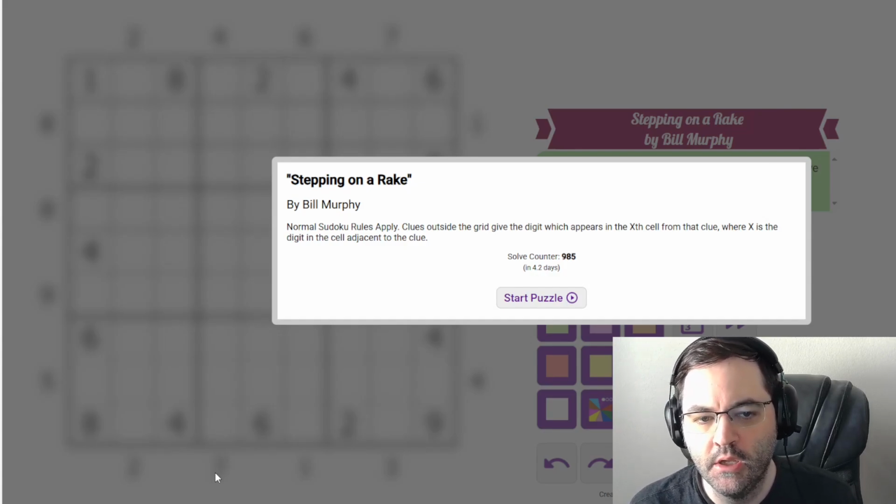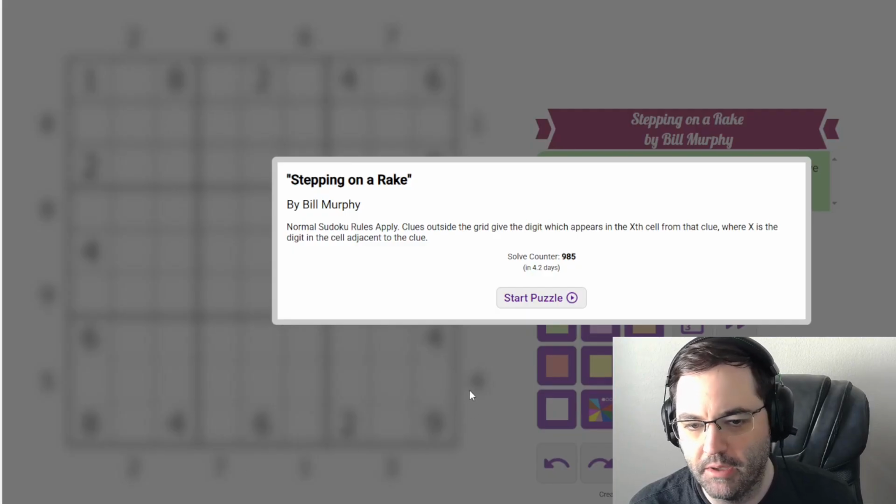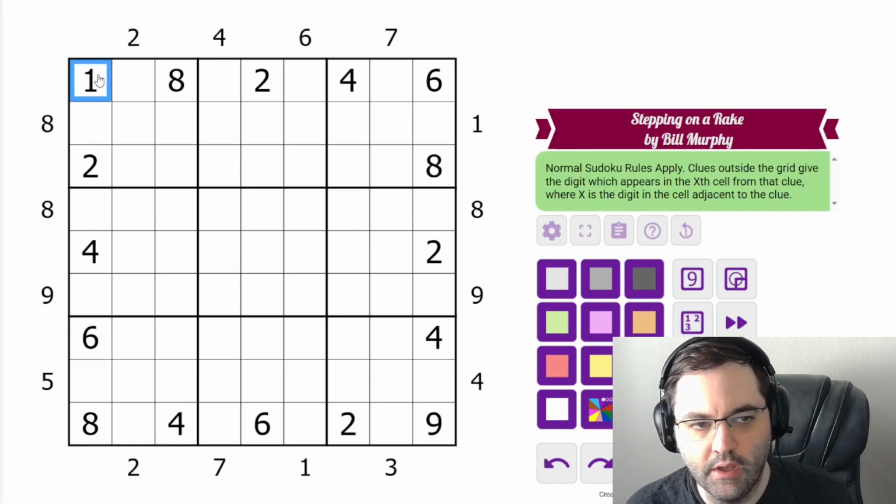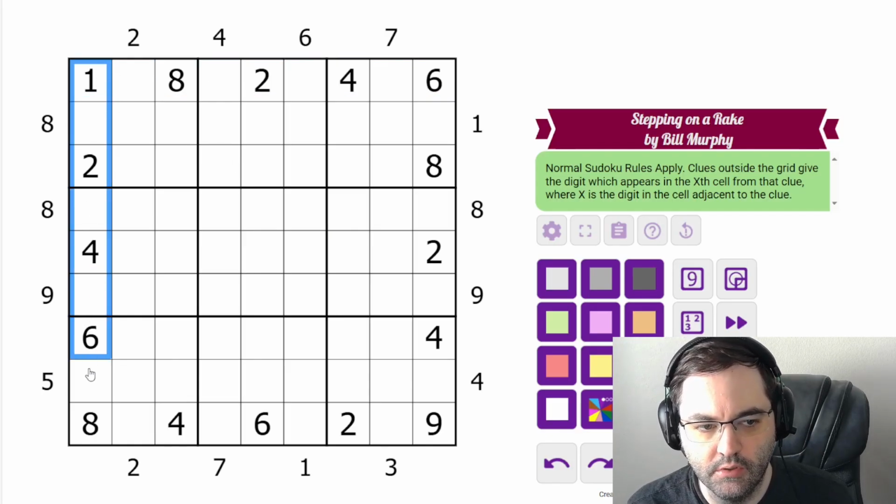I'm Philip Newman. Today I'm solving Stepping on a Rake by Bill Murphy. This is a numbered rooms Sudoku. We have normal Sudoku rules, 1 to 9 in each row, column, and 3x3 box.